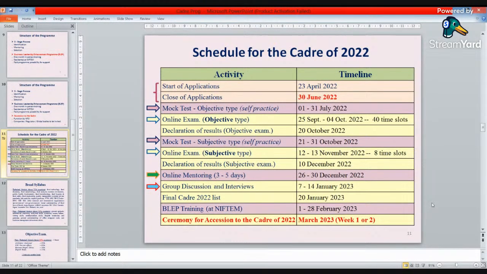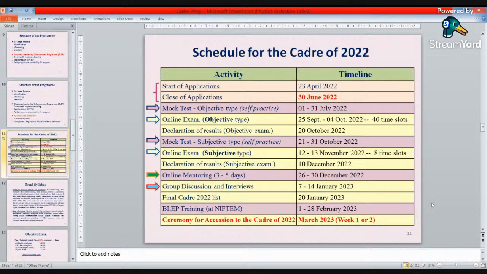Then we will also give you some sample questions on the subjective areas, technical and non-technical both. And the subjective exam for the 500 people who will be shortlisted after the objective will take that exam on 12th and 13th of September or November. 4 time slots per day, total 8 time slots to select from.